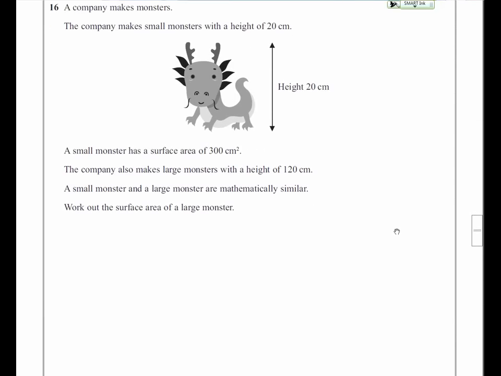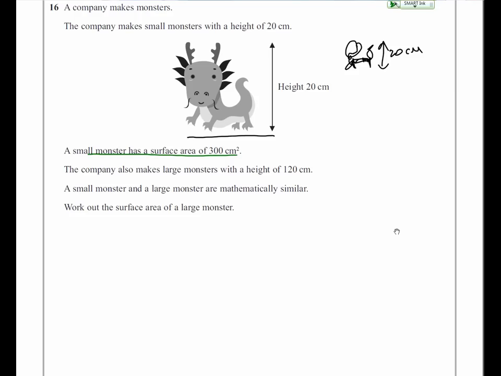Question 16. A company makes monsters. The company makes small monsters with a height of 20 centimeters. A small monster, I take it this is a small monster. I'm going to do them even smaller. My monster probably won't be as scary as that. Might not even look like a monster. But I want to get a picture of what's going on. I believe pictures are great for solving maths problems.